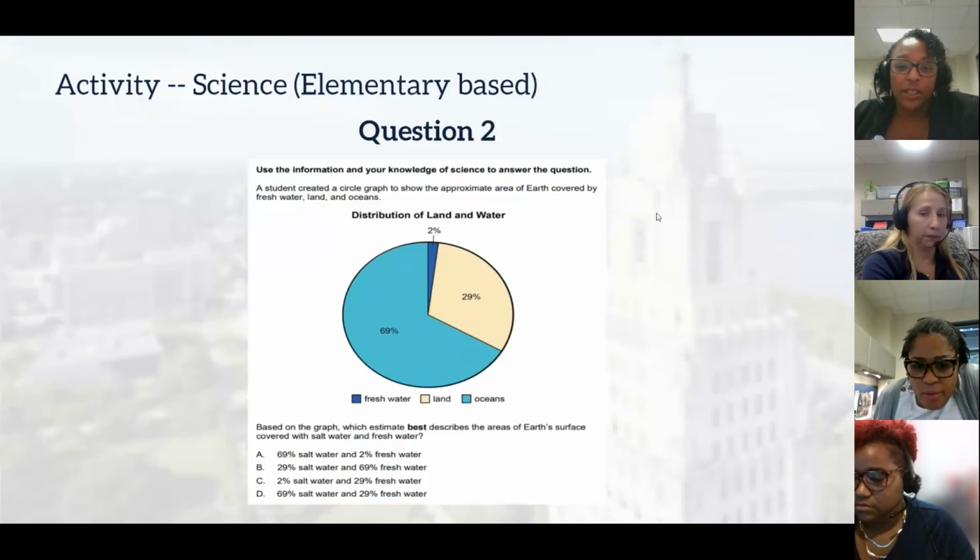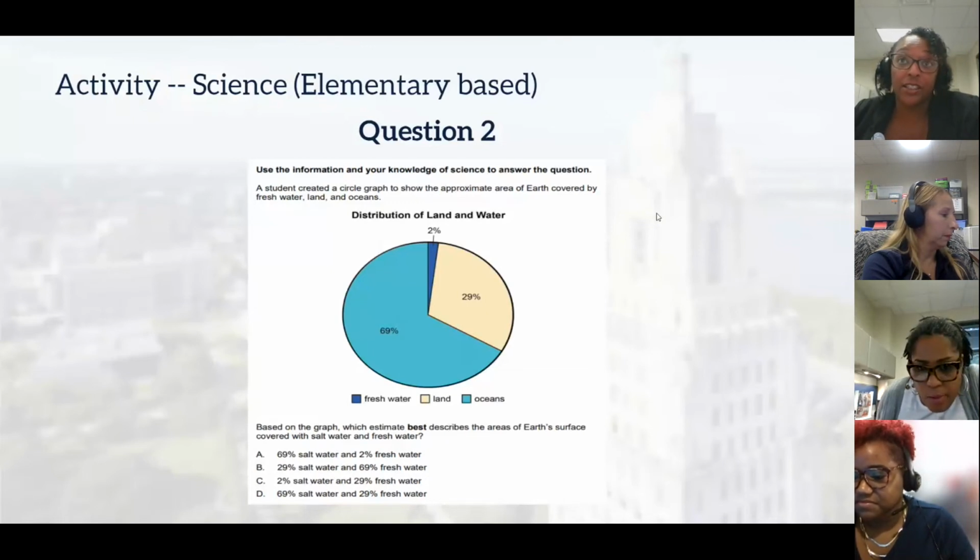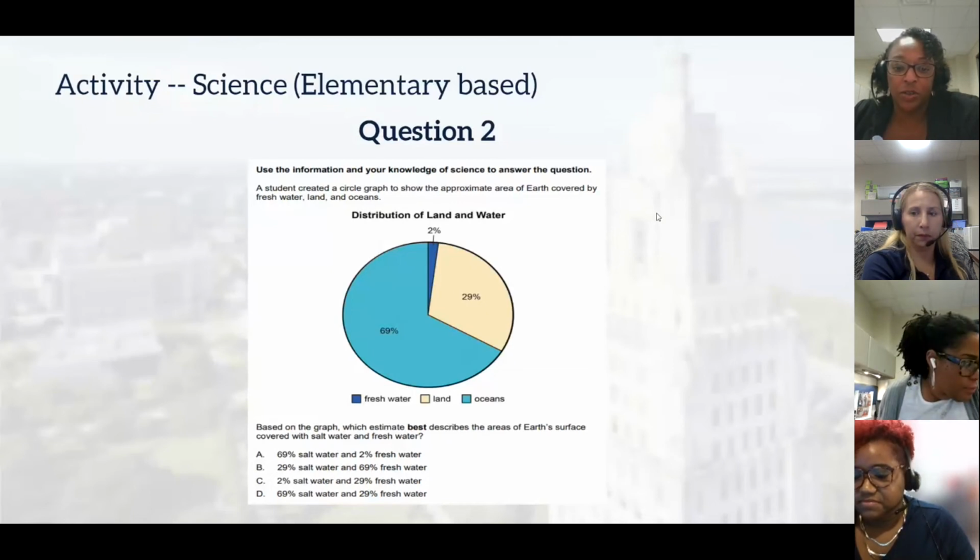This will probably be DOK 1, or between 1 and 2, because it is skill-based. They don't have to recall the information per se, but the information, or the answer, is provided in the question or along with the question. So I would say between a 1 and a 2.